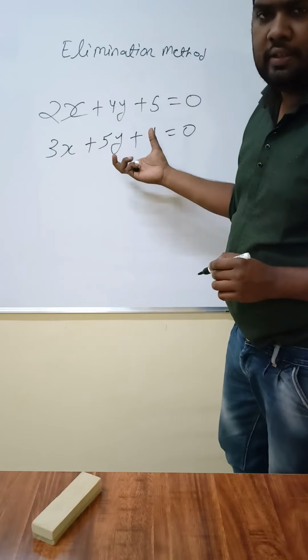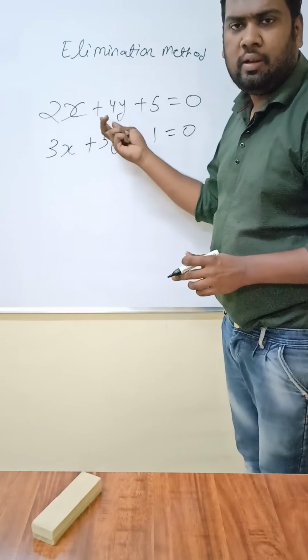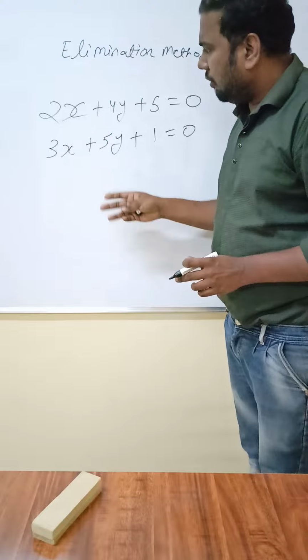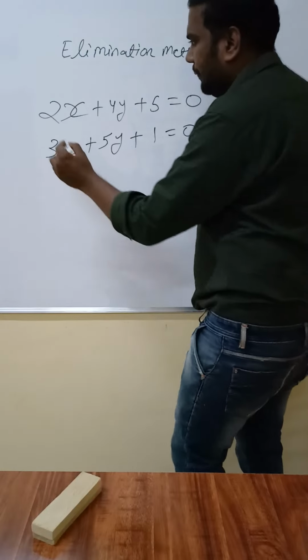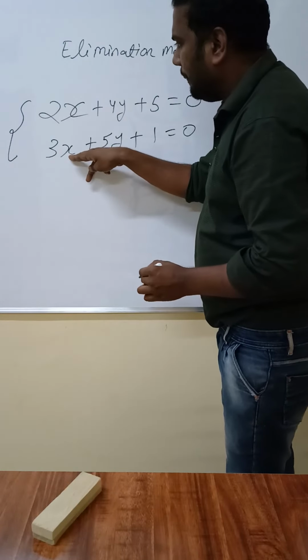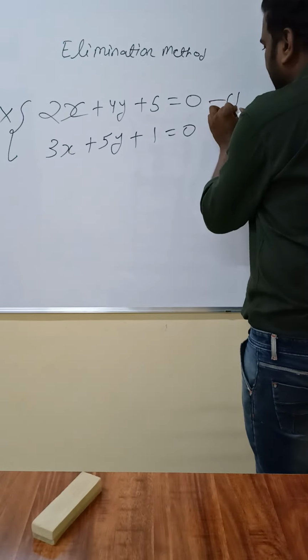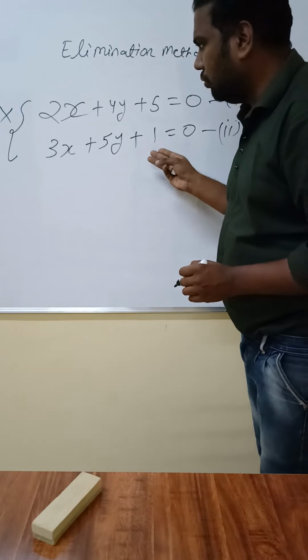and second one is. Students, in elimination method, we have to eliminate one of these variables. Either we eliminate x or we eliminate y. Okay, students, so we eliminate x in this equation. So we multiply by 3 in equation 1 and multiply by 2 in equation 2. This is equation 1 and this is equation 2.